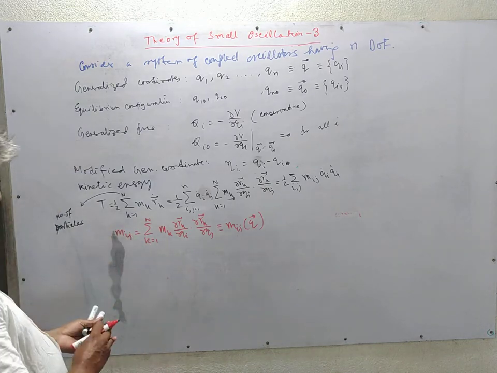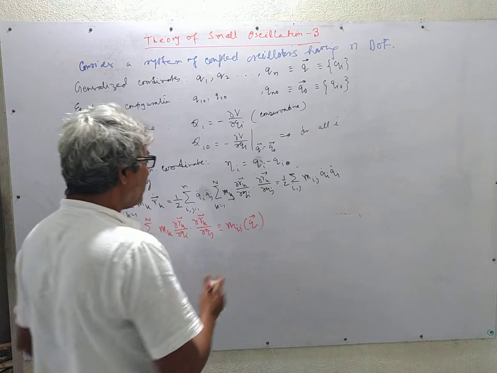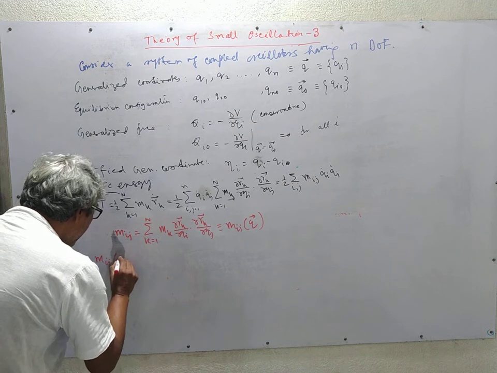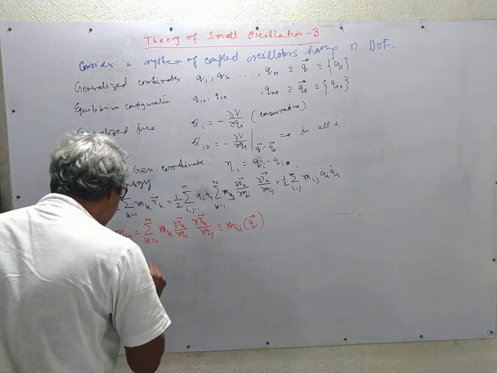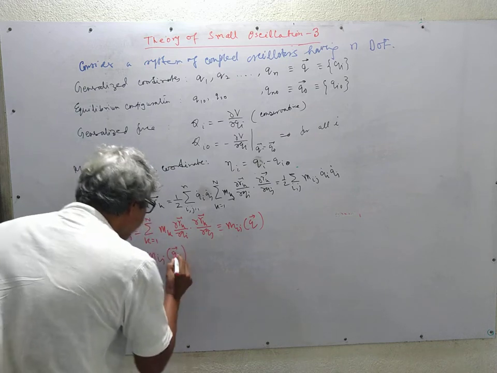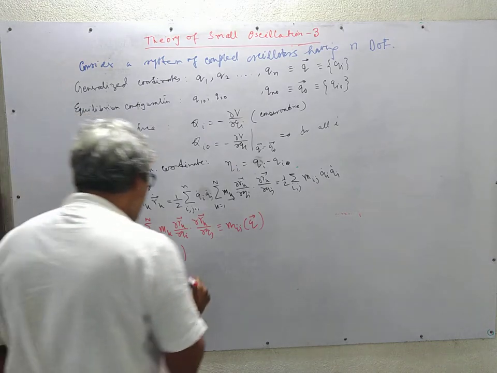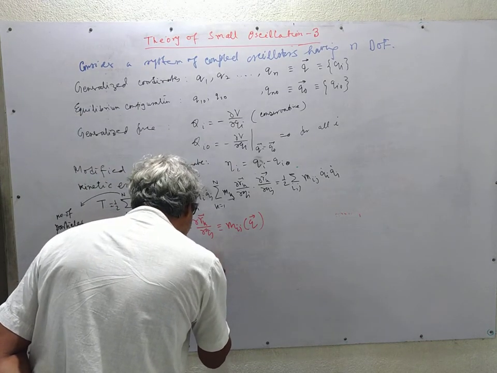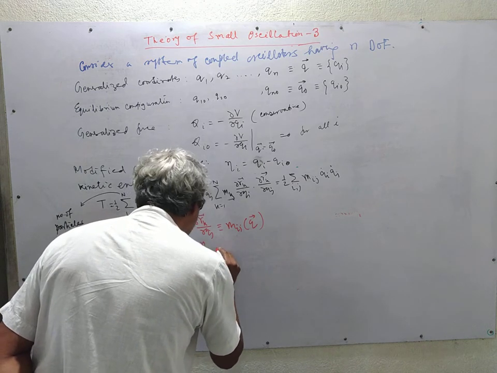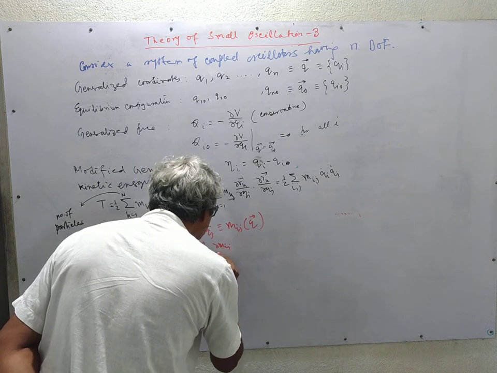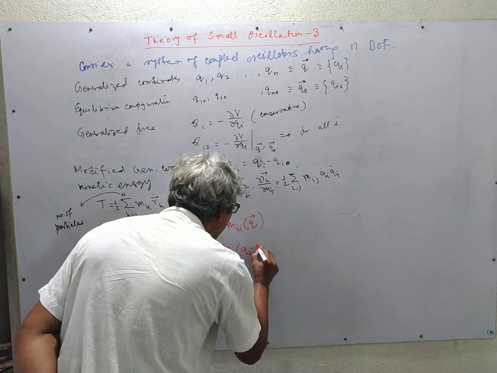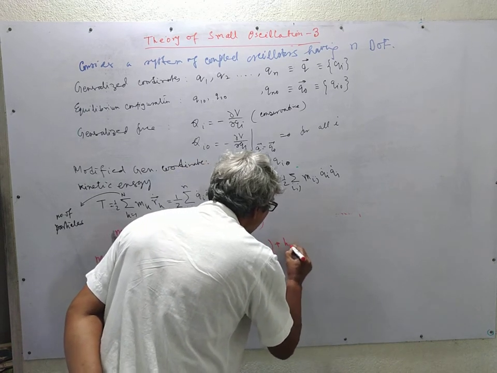So we can expand mij also in a Taylor series. So we can write mij of q as mij of the equilibrium configuration, plus summation over l is equal to 1 to n del mij del ql times ql minus ql0, plus higher order terms.